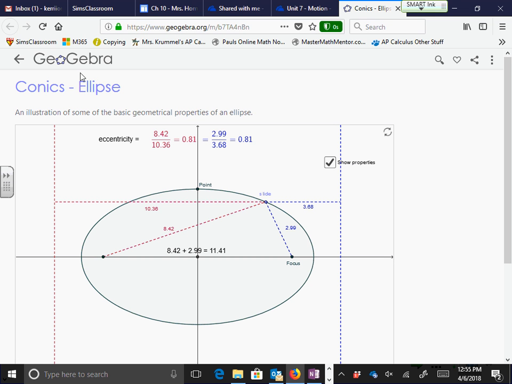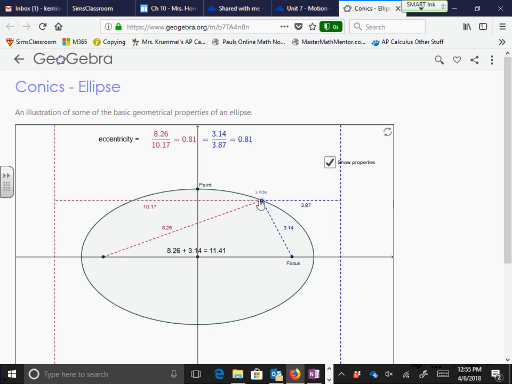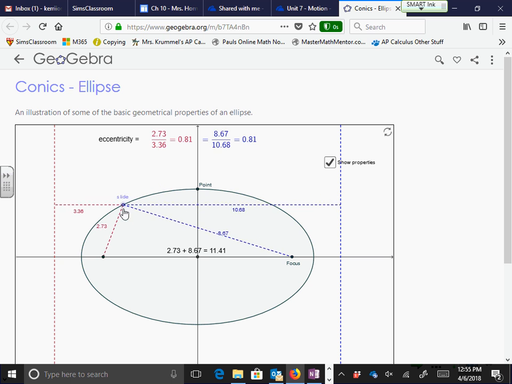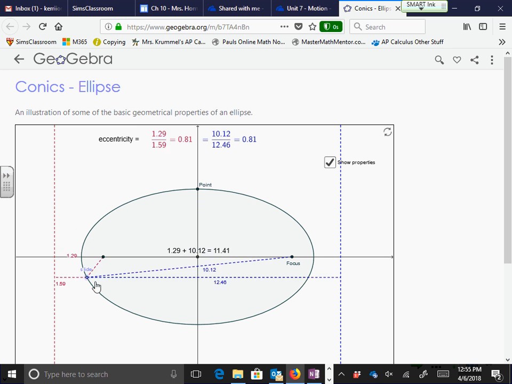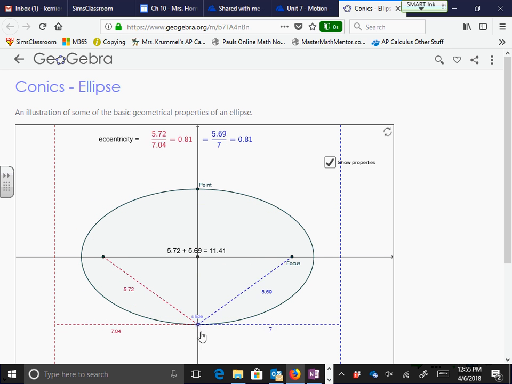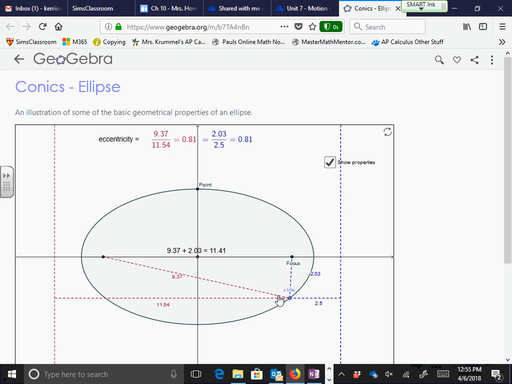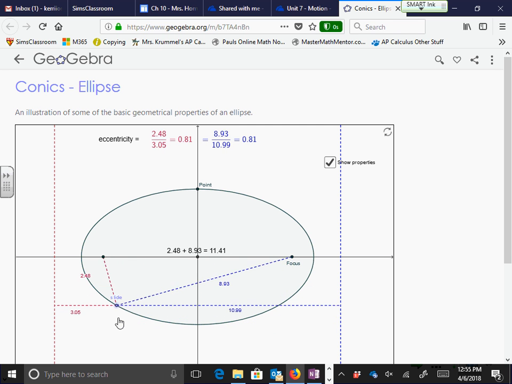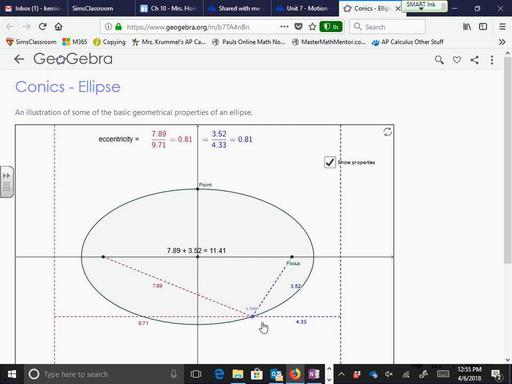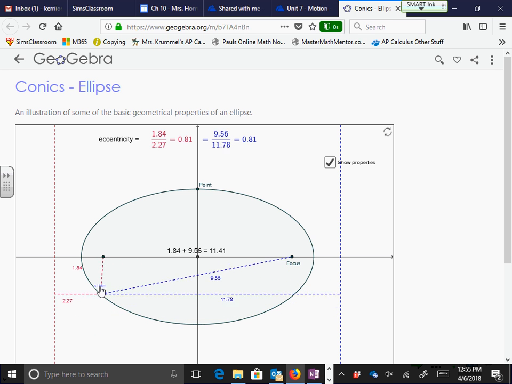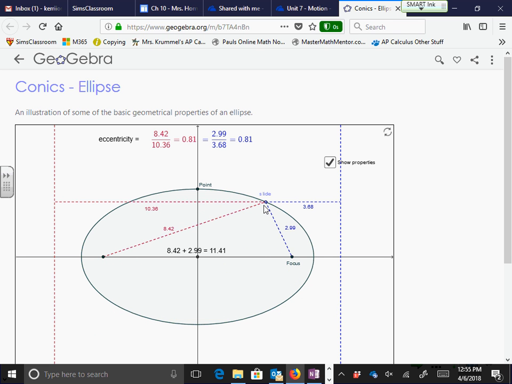Okay? Here I have an ellipse. I have this red distance to focus 1 and the blue distance to focus 2. Right here is the sum, 11.41. No matter where I am along the ellipse, that sum stays 11.41. Okay, so those 2, it's like my dental floss, right? Our dental floss changed shape, but its length always stayed the same. Those 2 distances always stayed the same.